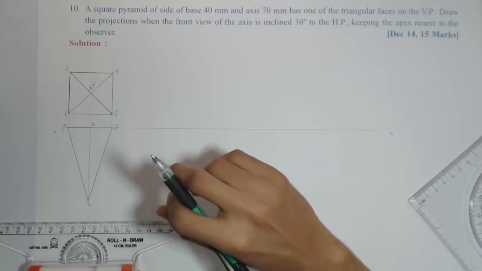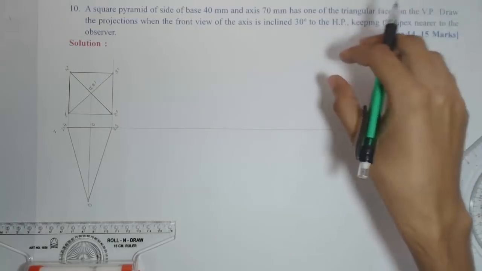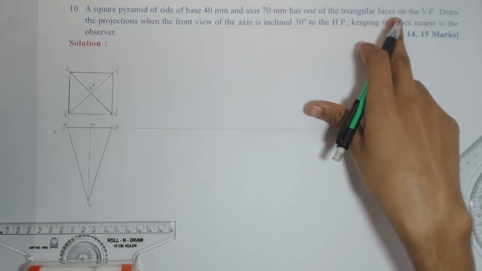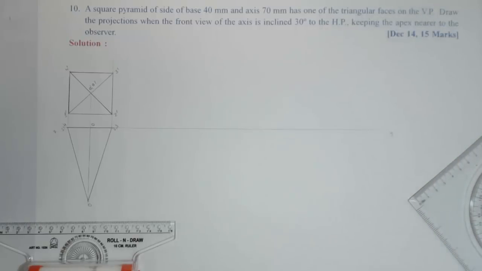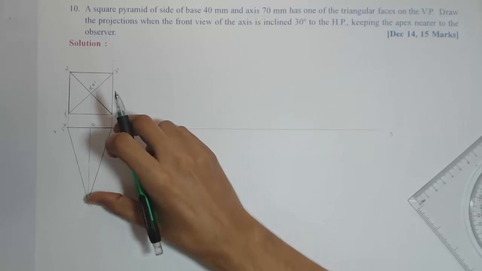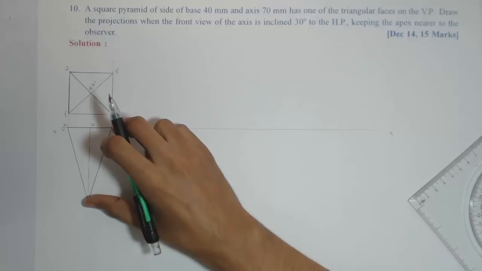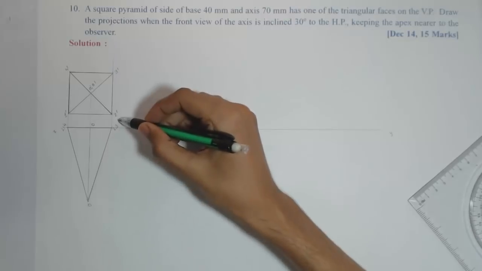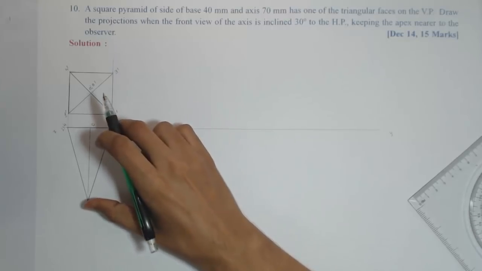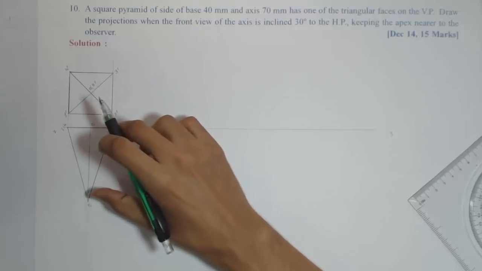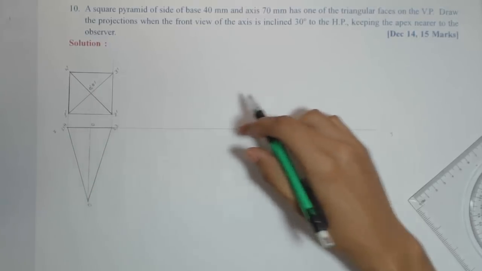For that we need the condition with the VP, which is given for the triangular face. The triangular face is on the VP. That means this 2, 3, though it is appearing as a line in the top view, is actually a triangular face. If you see here, 4, 2, 3 is a triangular face which is appearing as a line. Now in the next stage, we need to keep this line entirely on the VP. So that's why I need to redraw this shape with this line entirely lying on the XY.